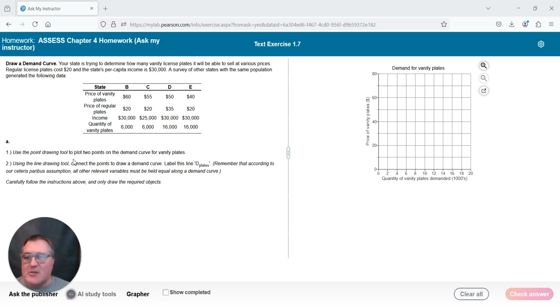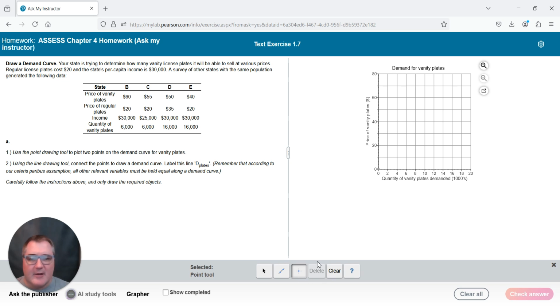Okay, so it says use the point drawing line tool to plot 2 points on the demand curve for vanity plates. So we click on there, then we go to $60, right? Because that's this axis. So we go up to $60. That's the price of vanity plates. And when vanity plates are $60, we're looking at data points under the B column, right? So it's $60. We're going to get 6,000 vanity plates.